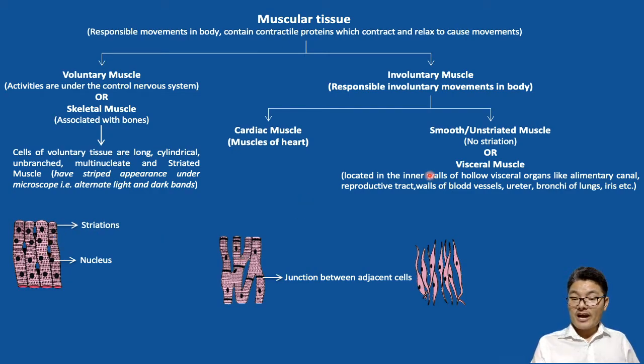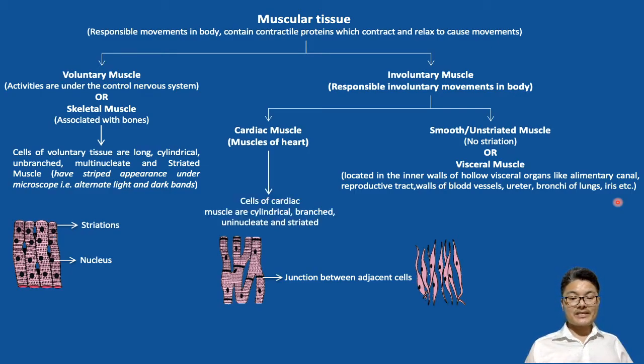So regarding visceral muscle, they are located within the inner lining or inner walls of internal organs like the alimentary canal and reproductive tract. These are also found in the blood vessels, ureter, bronchi of lungs, and in the iris of our eyes.